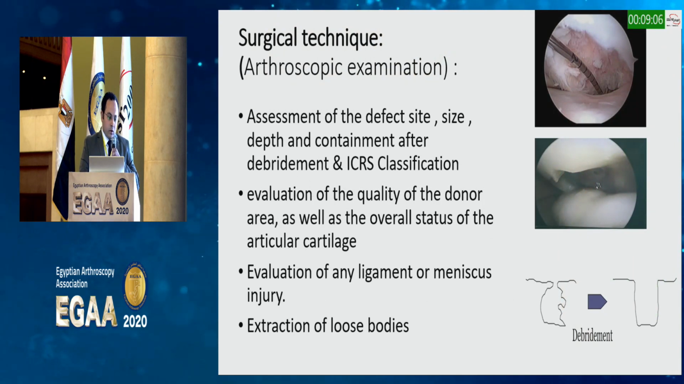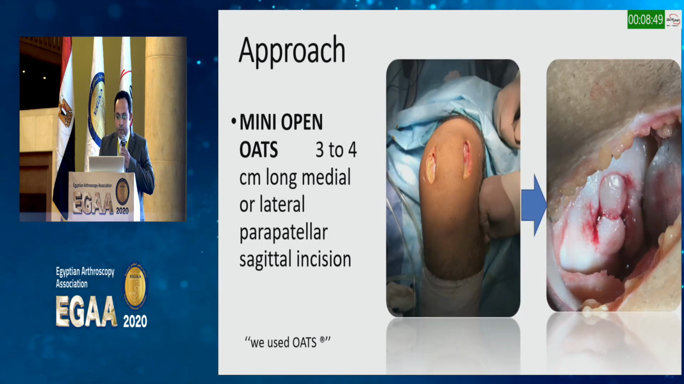We're starting by arthroscopic examination for assessment of the defect site, size, depth, and the containment after debridement and ICRS classification. Evaluation of the quality of the donor area as well as overall status of the articular cartilage, and evaluation of any ligament or meniscal associated injury, and extraction of the loose bodies.